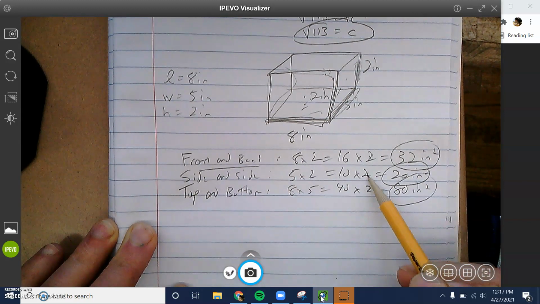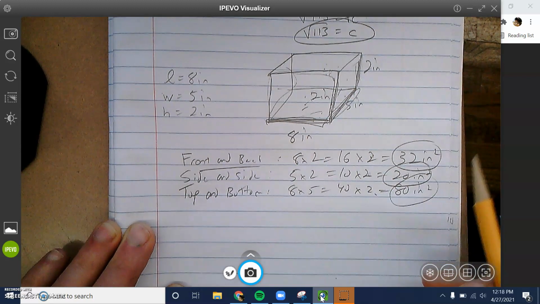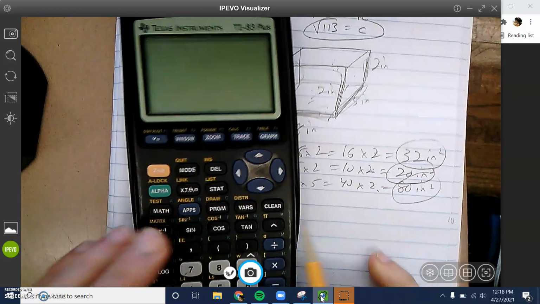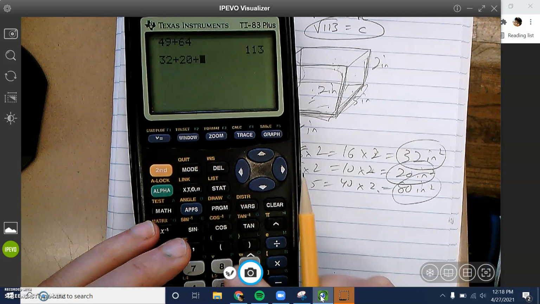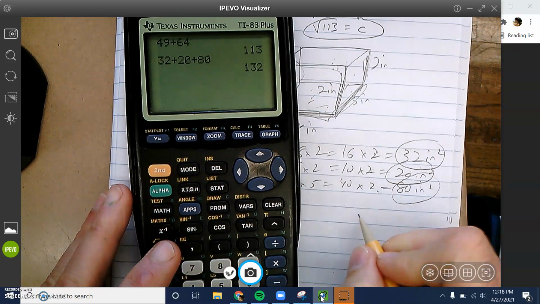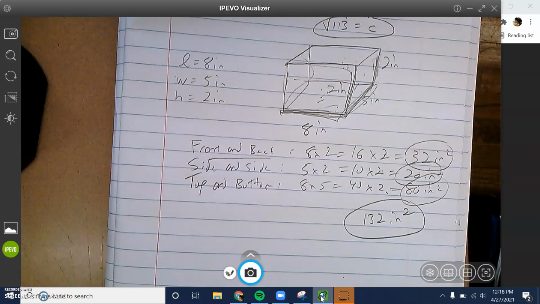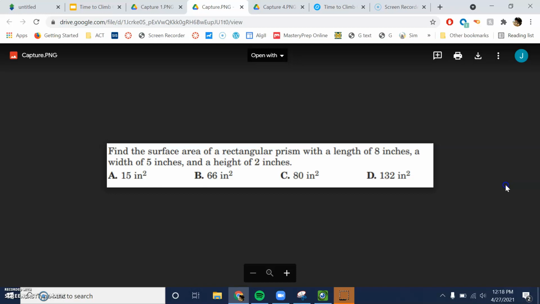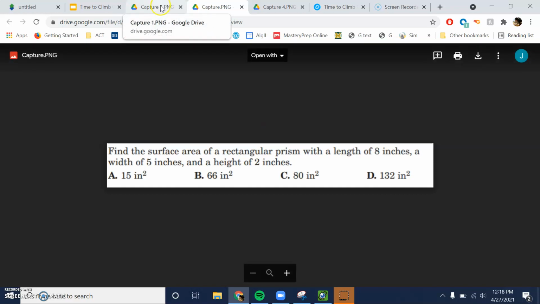There we go. So I have 2, 4, 6 faces: front and back, left and right, top and bottom. So I'm going to add that up. All 6 faces, 32 plus 20 plus 80 is 132 square inches. There we go. Cool. So the answer is D. Awesome, cool. All right, next one.